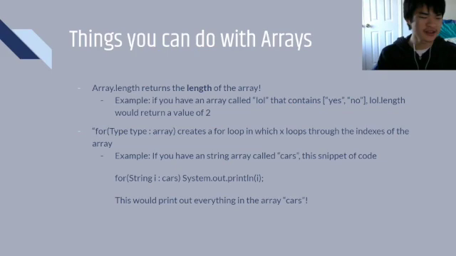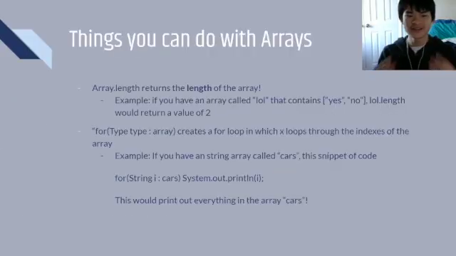So I think there's a great example down here. I'm just going to read it really quickly. If you have a string array called cars, this snippet of code: for (String i : cars). So we're taking i, and i becomes the value of each index of cars, and we're printing out the value. So this would print out everything in the array cars. That's a pretty cool trick. You don't have to know it, but that is a good way to have a for loop through an array.